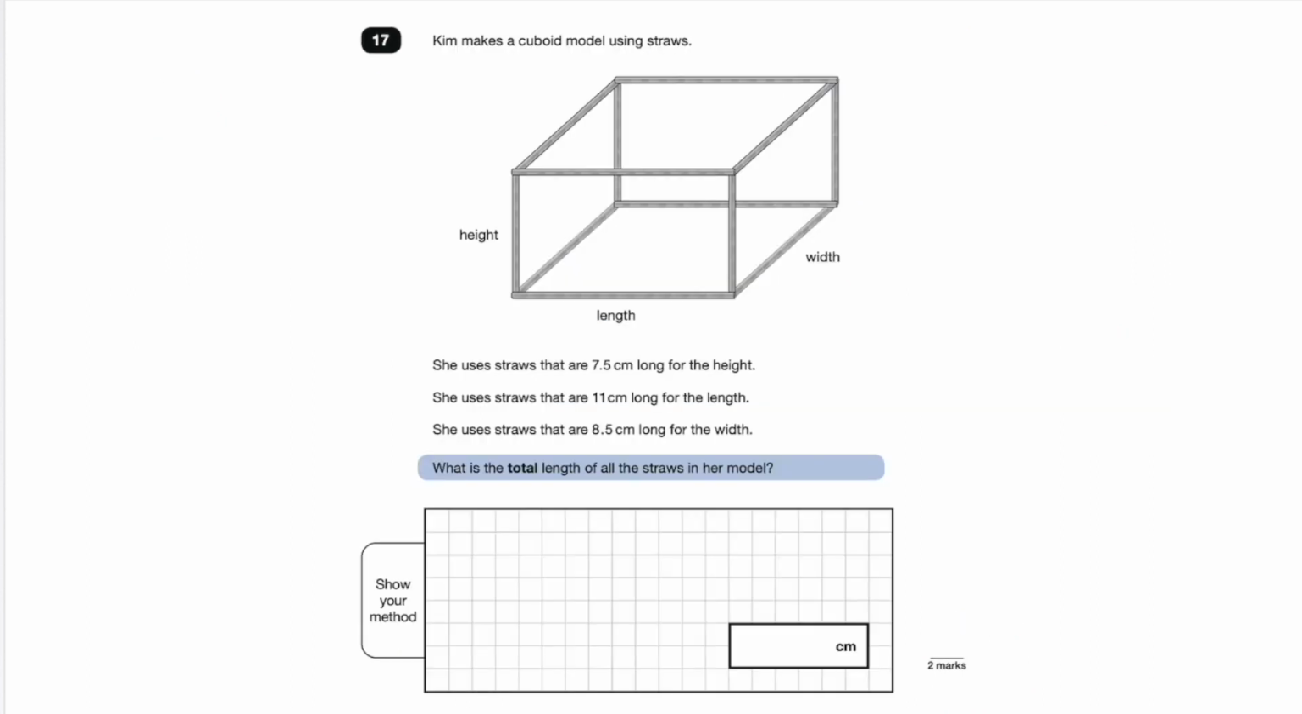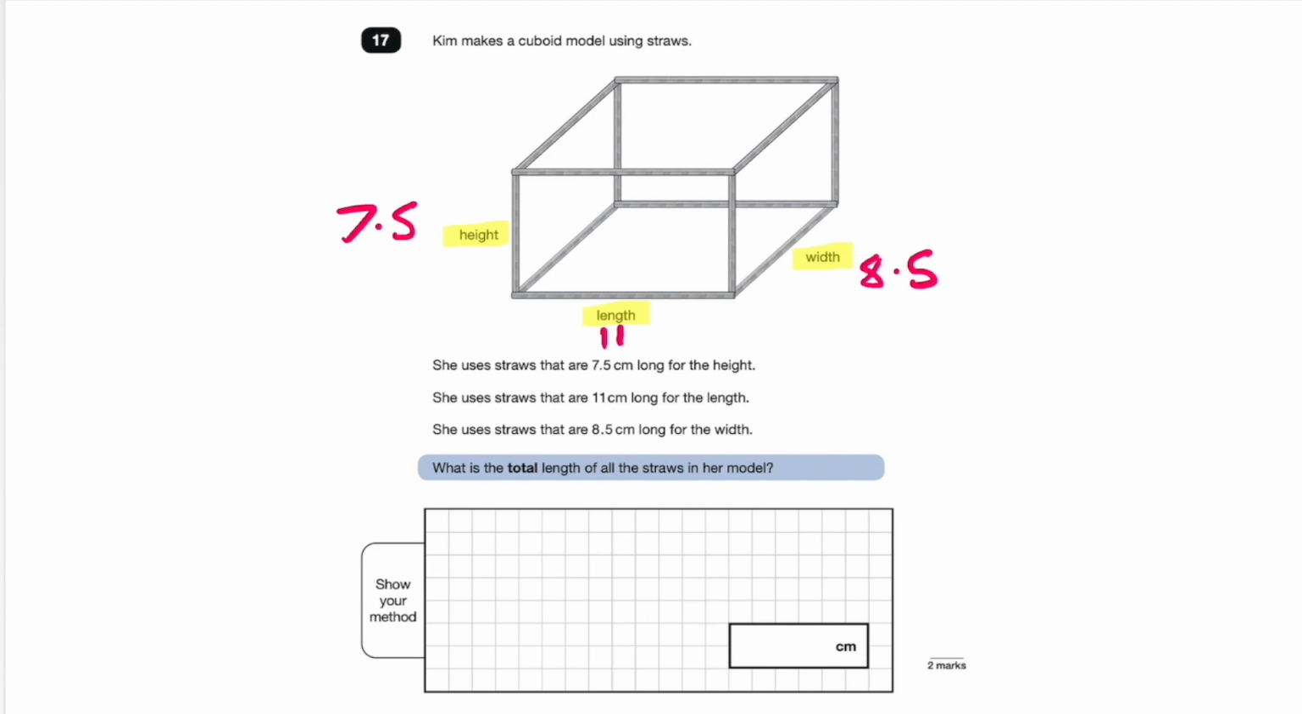Question 17. Kim makes a cuboid model using straws. And we have the length, the width, and the height given to us. And then we have some information. She uses straws that are 7.5 centimeters in height. So we know this height is 7.5. She uses straws that are 11 centimeters in length. And she uses straws that are 8.5 centimeters long in the width. What is the total length of all the straws in her model?